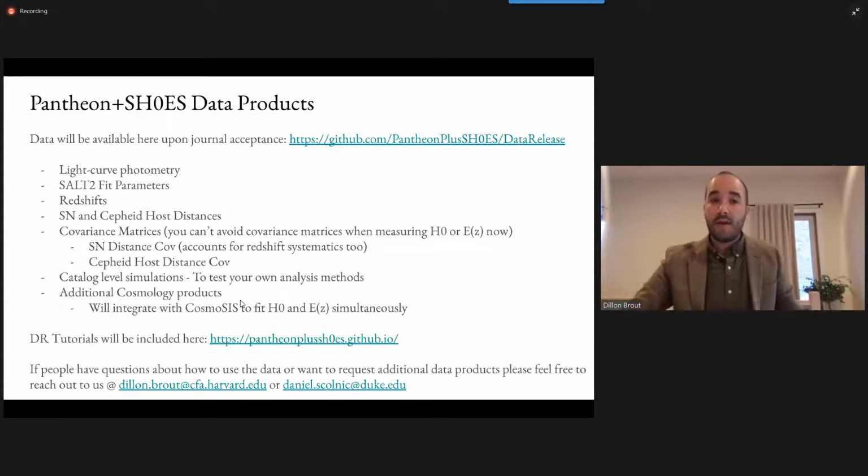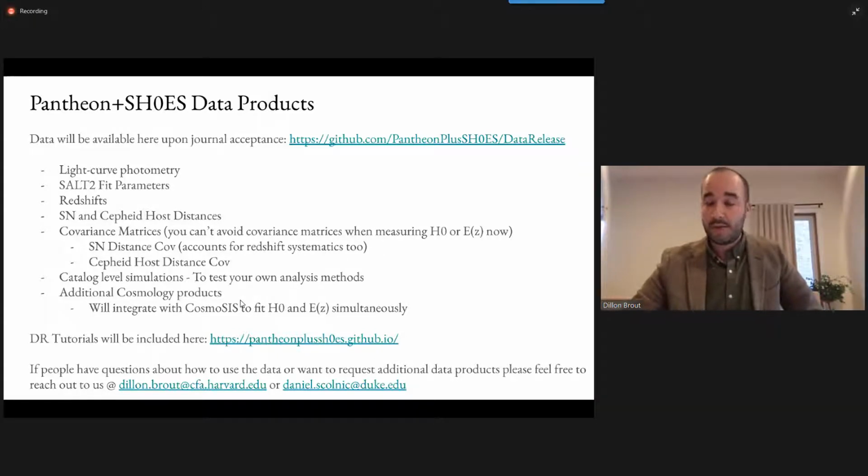And so the last thing I'll leave you with before heading to the SH0ES paper itself is what we'll be releasing as part of the Pantheon Plus data release. This will happen on GitHub and also on our webpage, where you can see all of the papers and the links to the papers, and eventually the data itself, which will include light curve photometry, the SALT2 light curve fit parameters, the light curves themselves, the redshifts, distances of the supernovae and the Cepheids themselves, the Cepheid hosts themselves, covariance matrices, which at this point in measuring H0 and cosmology expansion history, you cannot avoid.